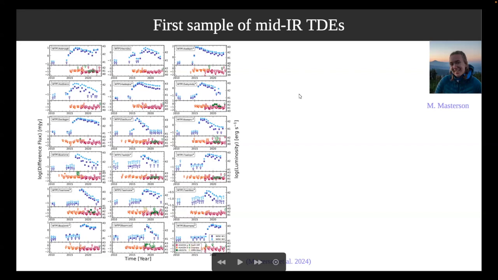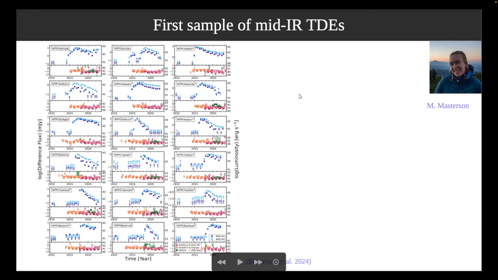And we found 18 TDE candidates. 12 of them we were very sure that it is one. There was no other indication. The other 6, there were some very slight indication that it might be something else. So we decided to cut the group in 2, like gold and silver. So you can see the light curves.